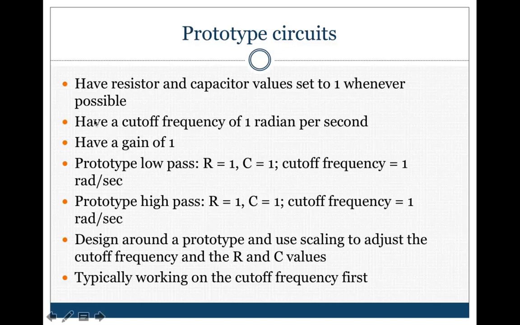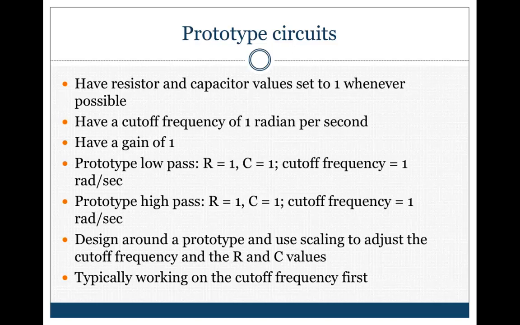First of all, a prototype circuit is going to have a cutoff frequency of 1 radian per second, and this is pretty consistent. And the other thing that's pretty consistent is it has a gain of 1. Now, what's not always consistent, but certainly for the filters that we have looked at so far work, is to have the resistor and capacitor values set to 1 whenever possible. It's this little whenever possible statement that implies that there are some exceptions, and there are. Specifically, the filter that we will cover this semester where we cannot initially set resistor and capacitor values to 1 is the Butterworth filter, because their values are specified by other relationships.